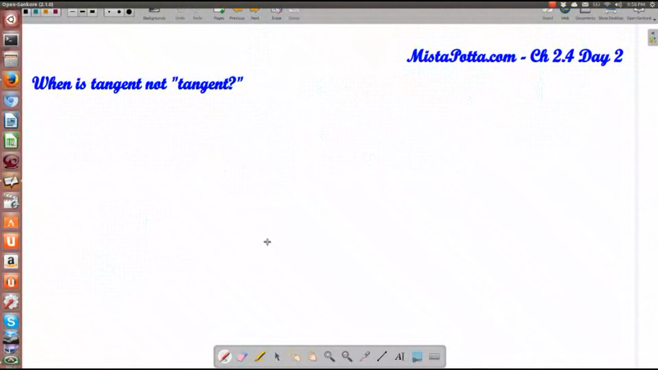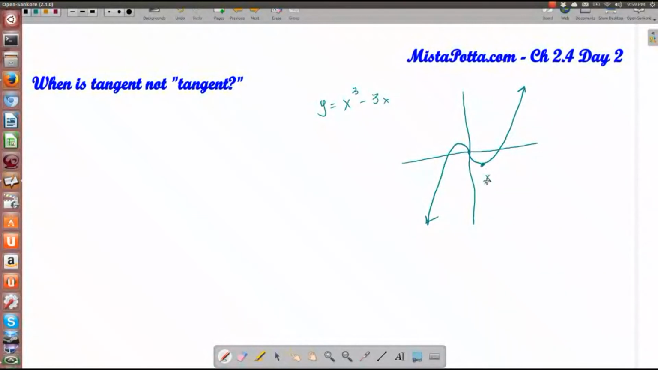Now, there is something we have to watch out for, because just because a line is tangent, and tangent means that it touches a curve at 1 point, that doesn't mean that it's only going to intersect the curve at 1 point. I have this example here, y equals x cubed minus 3x. This is a cubic function, and because it is an odd function, we end up having this behavior and this behavior. And for reasons we'll discover in chapter 3, I happen to know at this point x equals 1, my instantaneous rate of change is 0. And so that means that my tangent line is a horizontal line.